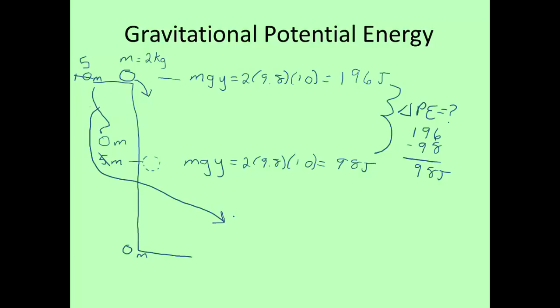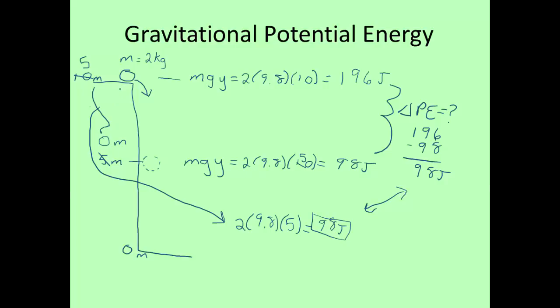And my potential energy at the top would be 2 times 9.8 times 5. Oops, that should be 5 there. Sorry about that. Which is 98 joules. So we get the same answer when we compare these two.